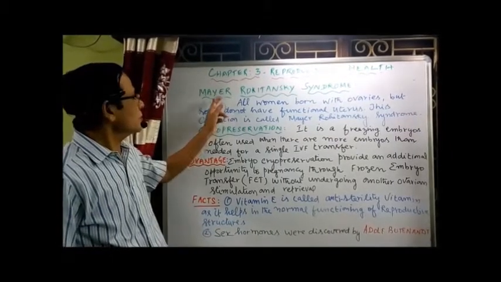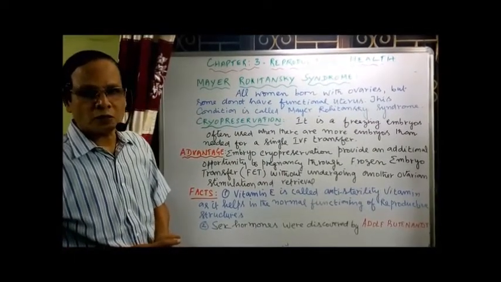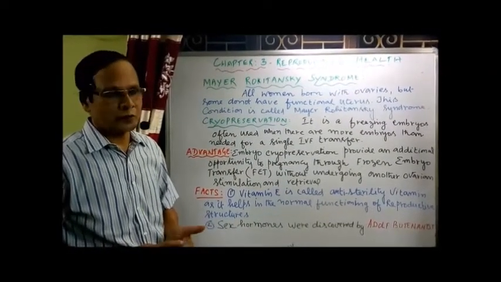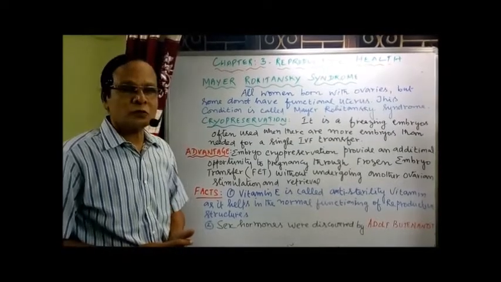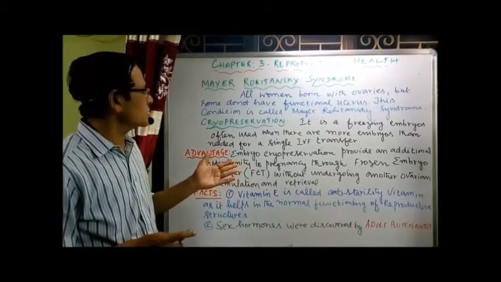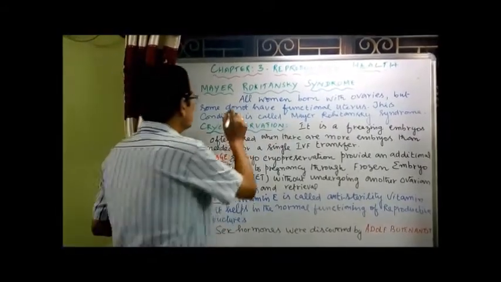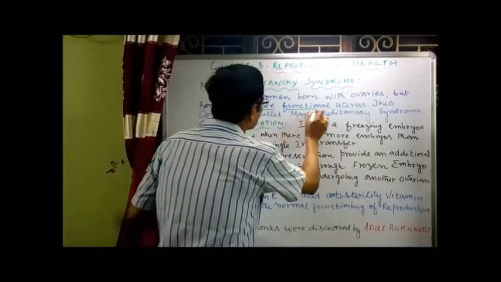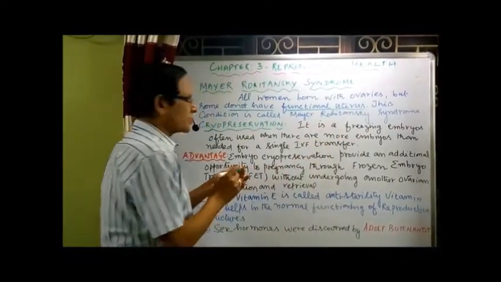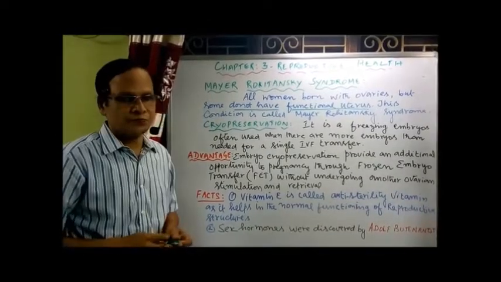Now, what is Mayer-Rokitansky syndrome? Generally, all women are born with ovaries, but some women do not have a functional uterus. This condition, the absence of a functional uterus, is called Mayer-Rokitansky syndrome.